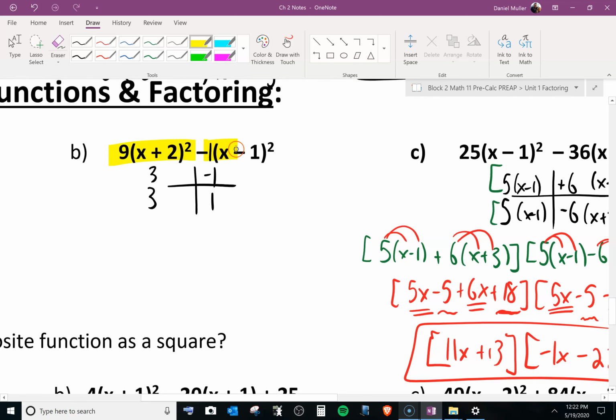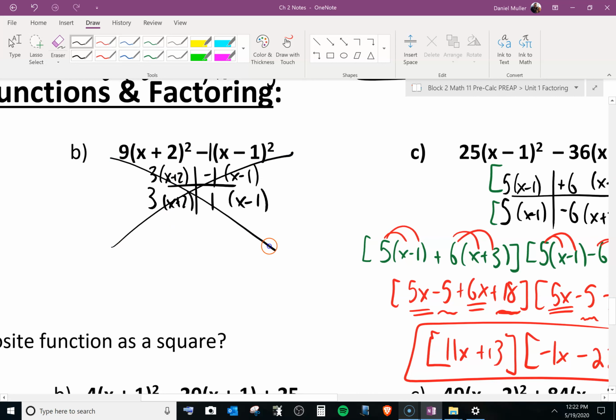There's 1 term and then 2 terms, so there's only 2. And then this side needs an x plus 2 and an x plus 2 to get an x plus 2 squared. This side needs an x minus 1 and an x minus 1 to get an x minus 1 squared. This diagonal is negative 3. This diagonal is positive 3. If you add them, you get a 0. So I've got that and I've got that.